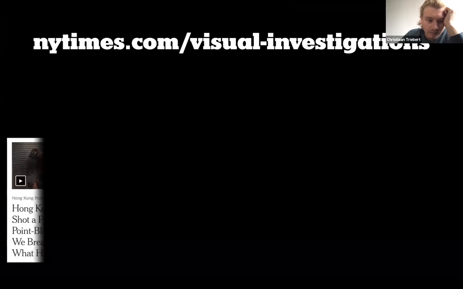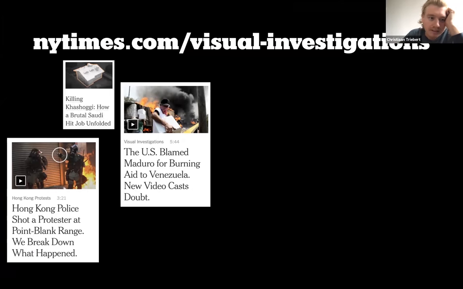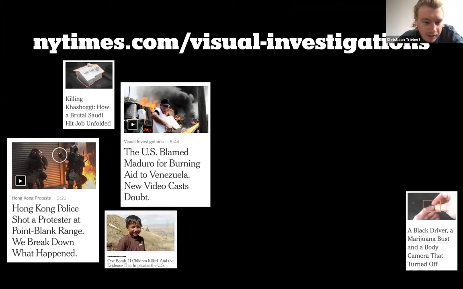the variety of investigations we do, it's police brutality in Hong Kong, it's Venezuela, it's the murder of Khashoggi in Turkey, it's the NYPD in New York, the city where I live, a black driver, marijuana bust, and a body camera that turned off, and it seems that an NYPD officer is planting evidence in the car. This one: bomb, 11 children killed, and evidence implicates US. I will talk about it in a second because open source arms tracking was vital, was actually the story. The story was built around open source arms tracking.